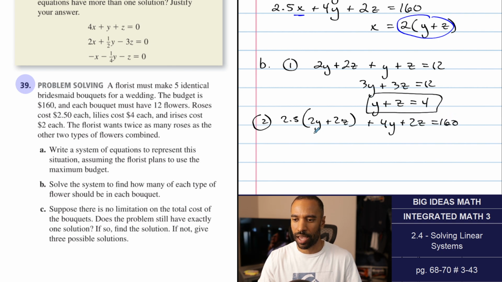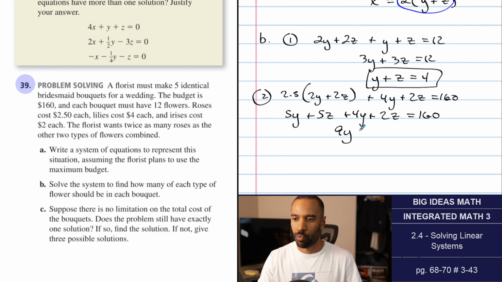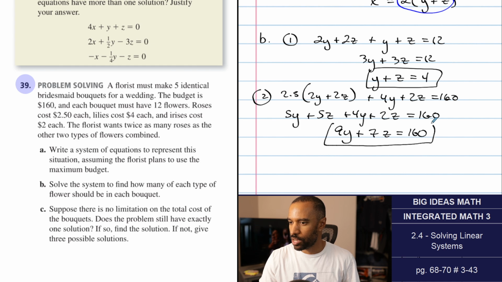Let me just box that so I have it. 2.5 times 2 is 5. So 5y plus 5z plus 4y plus 2z equals 160. And now I have 9y plus 7z equals 160, nothing of which can kind of reduce. So I have this equation, we can solve a system with those.